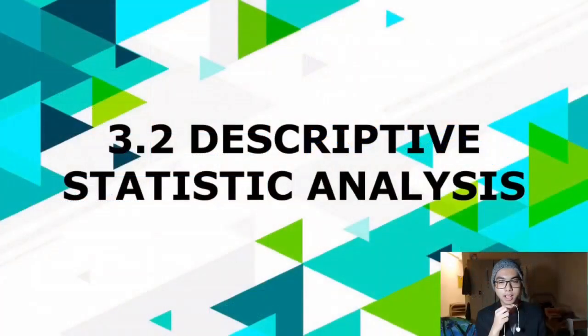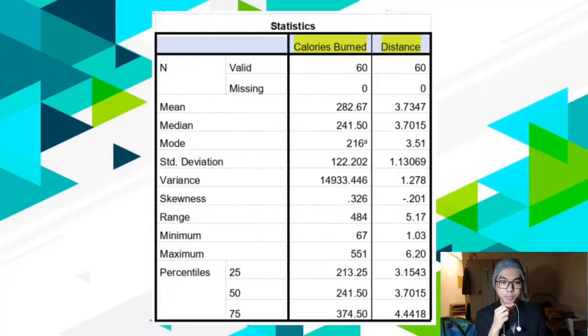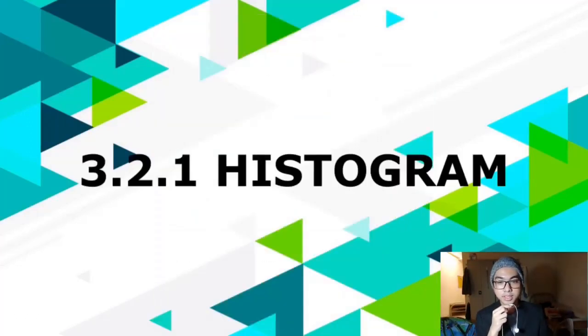Hi, now I'll be presenting the result and data interpretation. First of all, I'll be talking about the data presentation. As you can see, we use a simple table but full of valuable variables and values keyed in. The table shows all we need to know about the distance and calories burned by the runners. Next, we move on to the histogram.